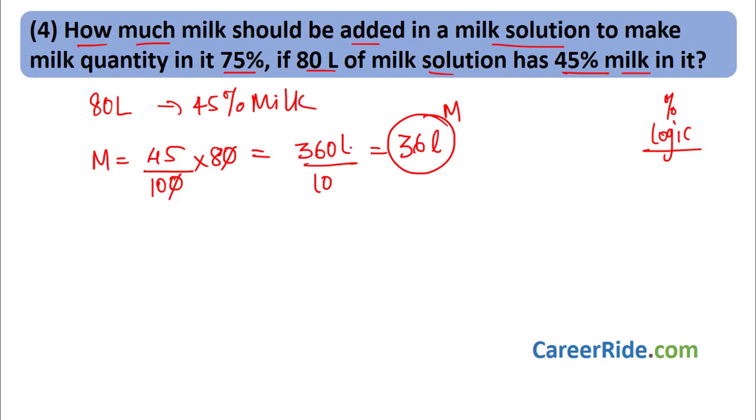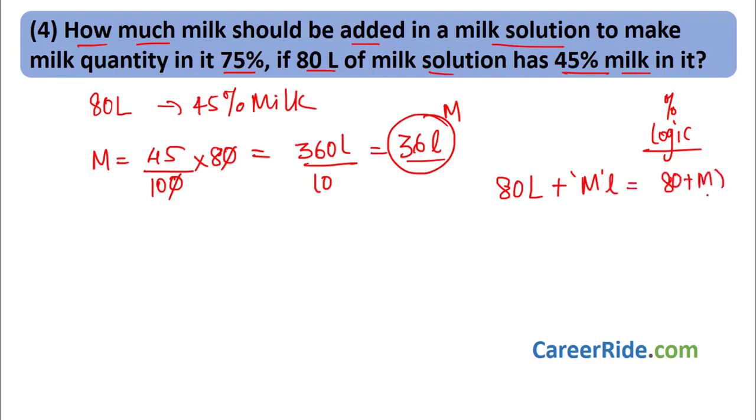Now what we want is that we add some amount of milk into this so that the total quantity of milk in the solution becomes 75%. Right now we have an 80 liter solution. We are adding into it m liters of milk. Let us assume m liters of milk. How much would be the final solution?